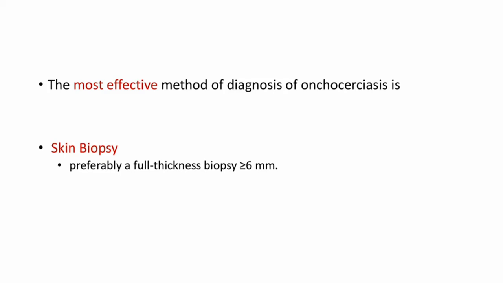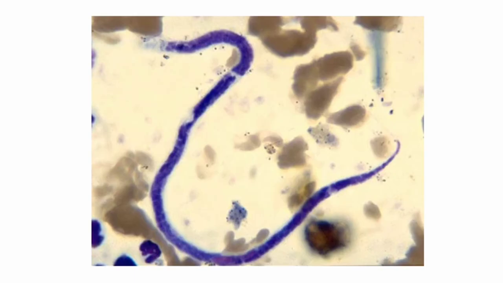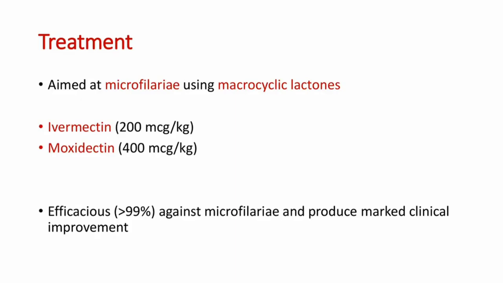The tissue is minced and macerated in isotonic saline for several hours, and microfilaria are concentrated and stained with new methylene blue after removal of the skin pieces. So this is a microfilaria stained with methylene blue. You can see the microfilaria does not have any sheath here. So the microfilaria of Onchocerca lack a sheath.